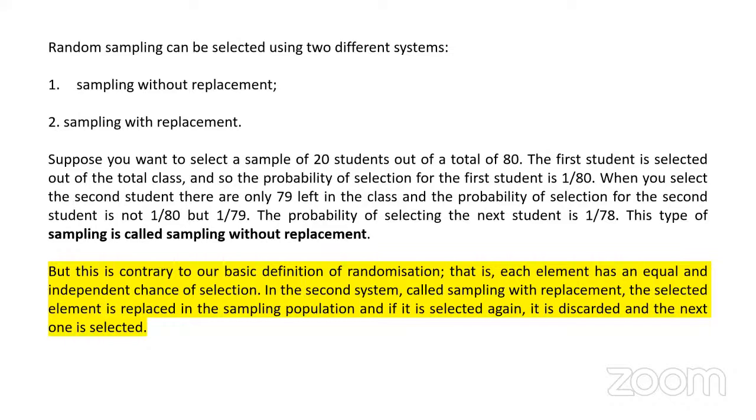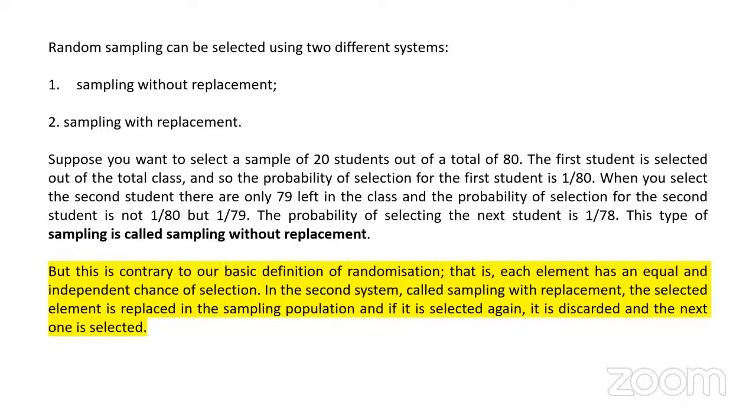Only then is this randomness definition maintained, kept intact. Because for each and every element, the probability is 1 by 80. When we are selecting one element in the sample from the population, we are giving it back.